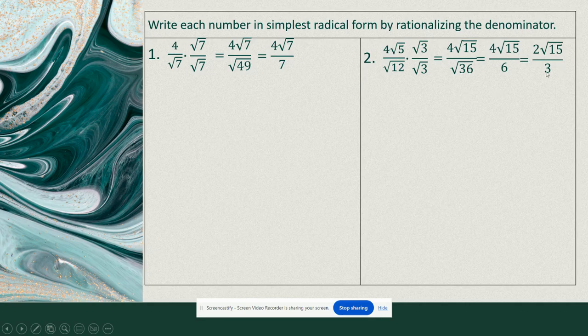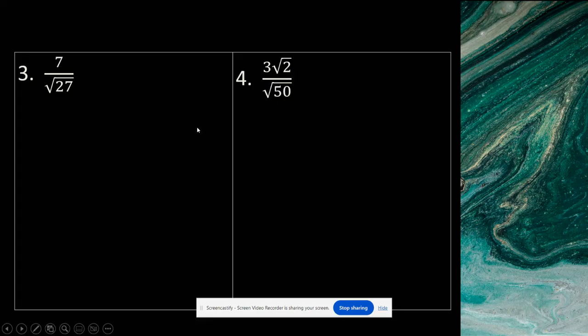And of course, we can reduce this. We're not done yet, okay? 4 over 6 can reduce to 2/3. Remember, you always want to reduce your fraction if you can. They're both even numbers, so of course we can divide both of them by 2. 4 divided by 2 is 2, and 6 divided by 2 is 3. Okay, so there's the first two examples. Again, it's a little tricky, but I feel like once we get the hang of it, they won't be as tricky for us.